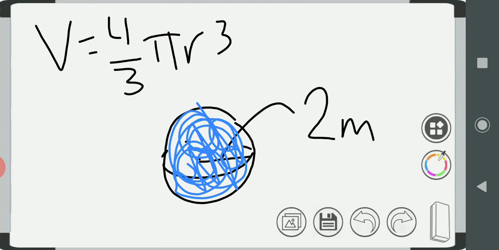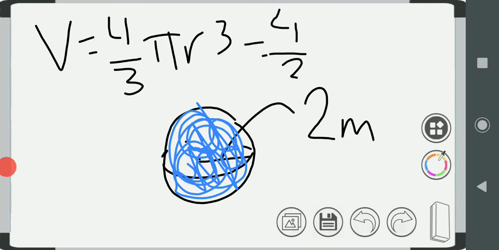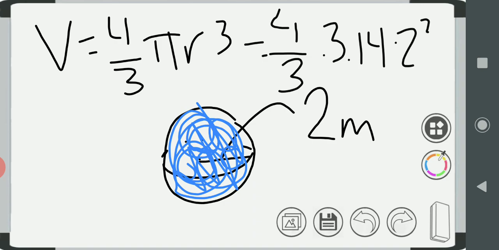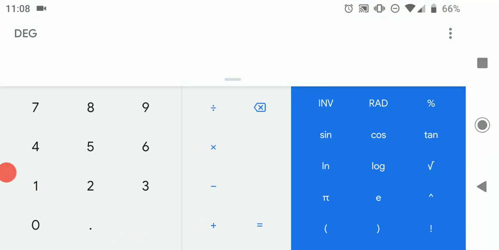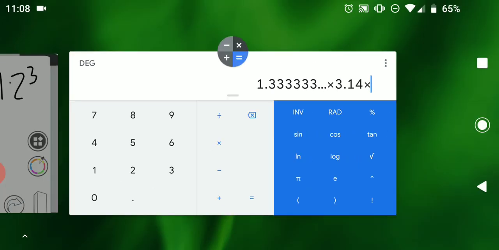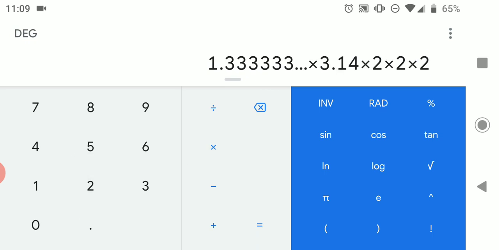I go ahead and I say 4/3 times 3.14 times 2 to the third power. Okay, let's put that into our calculator. Clear this out. So 4 divided by 3, that gives me that 4/3, times 3.14, times, I remember what my radius is, 2. Now, it's hard for me on here to do 2 to the third, so it's just 2 times 2 times 2. 2 multiplied by itself 3 times.